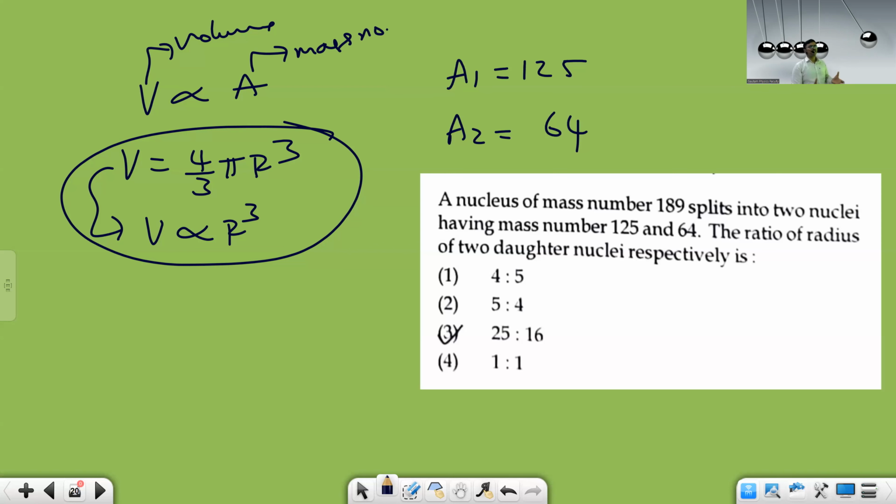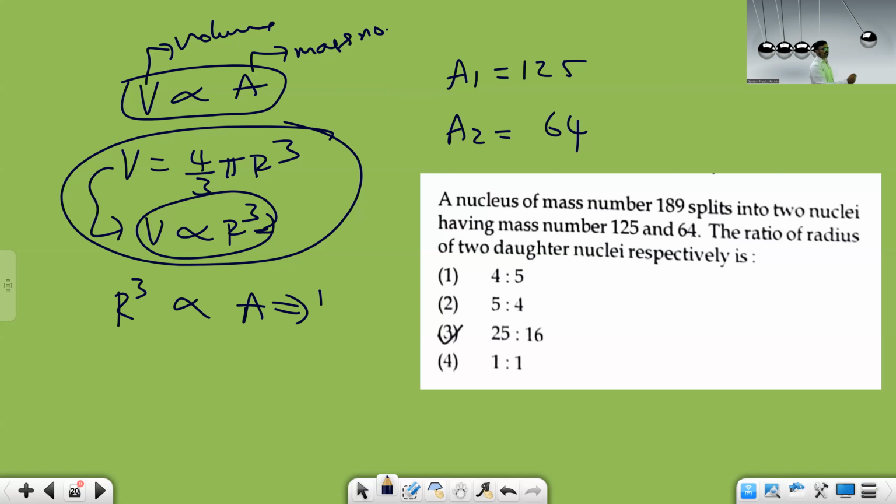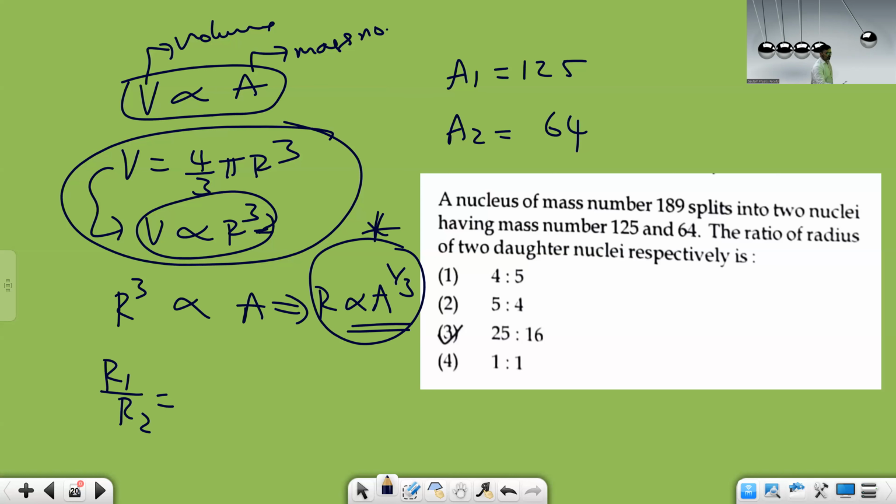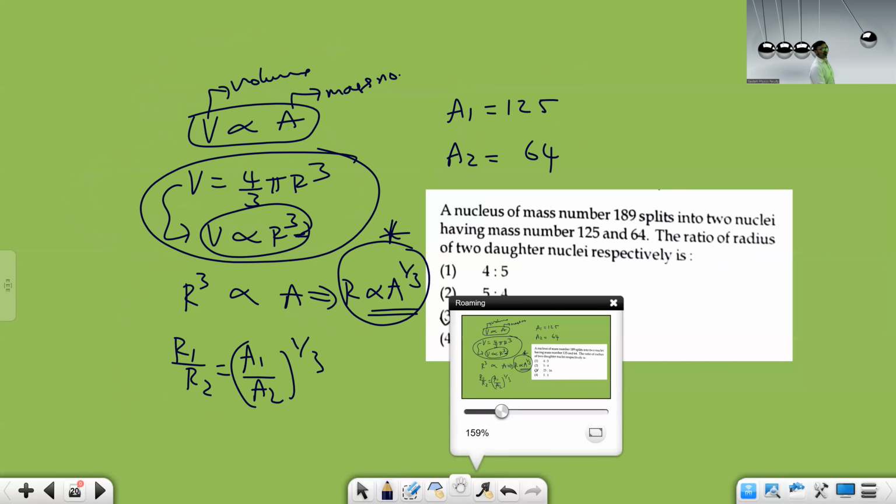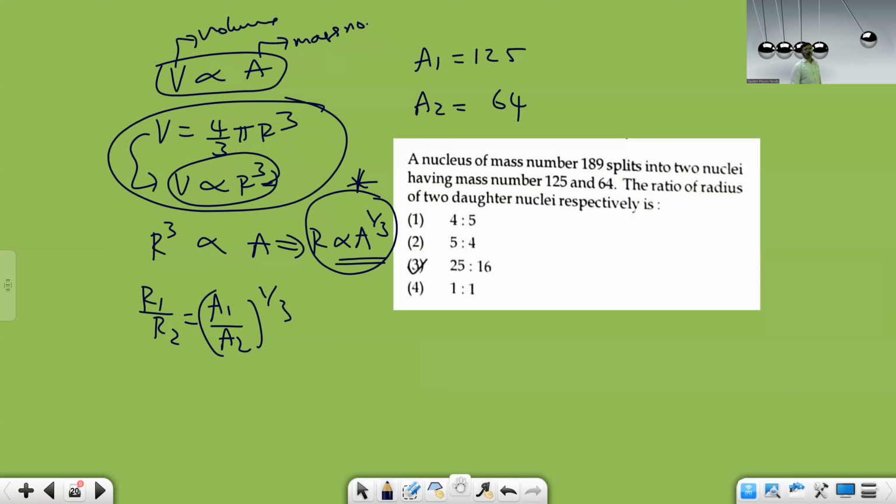Generally, we treat the nucleus as a sphere, so volume is 4 by 3 pi r cube, and volume is proportional to r cube. Since volume is also proportional to A, r cube is proportional to A, and r is proportional to A power 1 by 3. This is the formula connecting the radius of the nucleus and the mass number. So R1 by R2 is (A1 by A2) whole power 1 by 3.